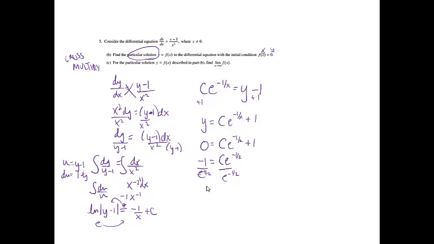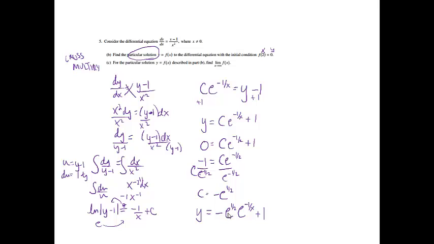And then on this side, we're going to get c equals, since I have e to the negative 1/2 down below, if I move it up, it's going to become positive. So the c is actually equal to negative e to the positive 1/2. Right? So if I rewrite this formula now, I'm going to have y equals negative e to the 1/2, e to the negative 1 over x, and then plus 1. Right? This is a totally acceptable answer.